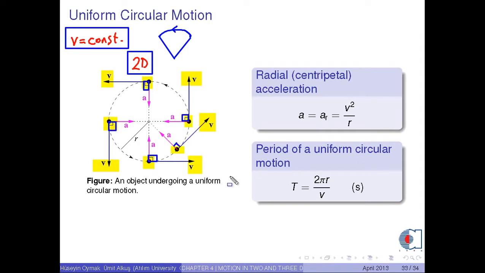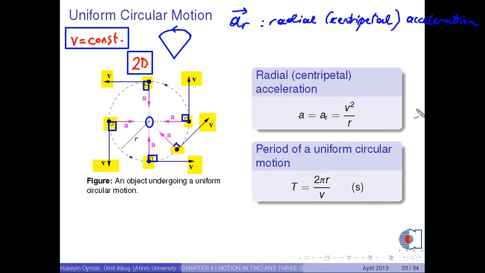The acceleration a of the object is everywhere perpendicular to the velocity vector and is always directed to the center of the circular path. In other words, a is radially inward. Because of this, the object's acceleration a_R is called radial acceleration, or frequently centripetal acceleration.